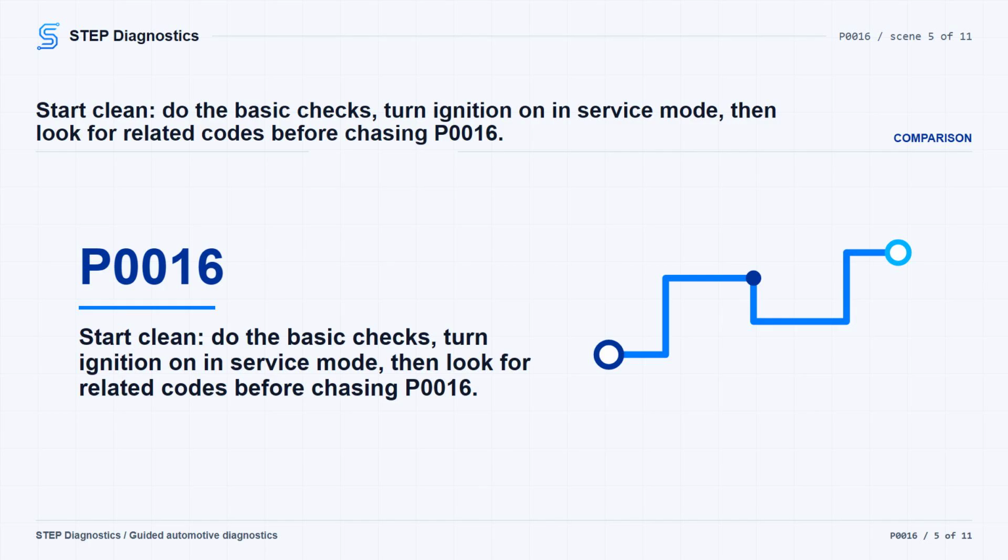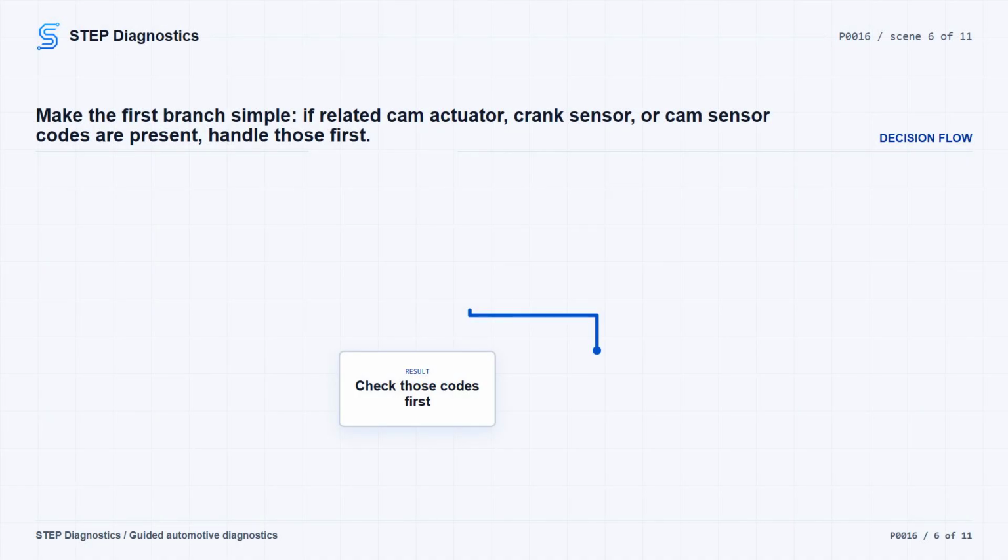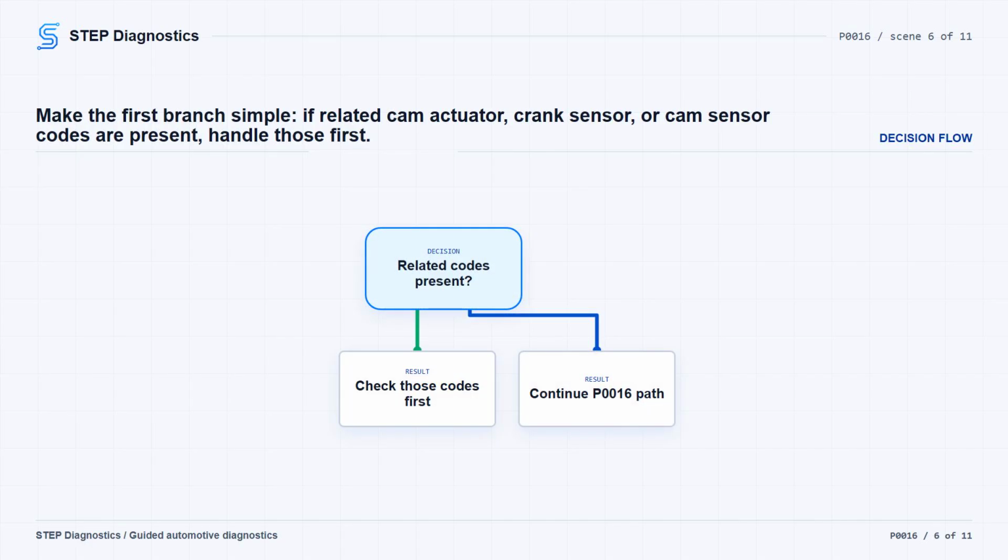Before chasing P0016 by itself, start with the basic system checks and follow a structured diagnostic approach. Then turn the ignition on with the vehicle in service mode. At that point, check whether any related cam actuator, crank sensor, or cam sensor codes are present. If they are, check what those codes mean first. If they are not present, continue with the P0016 path.